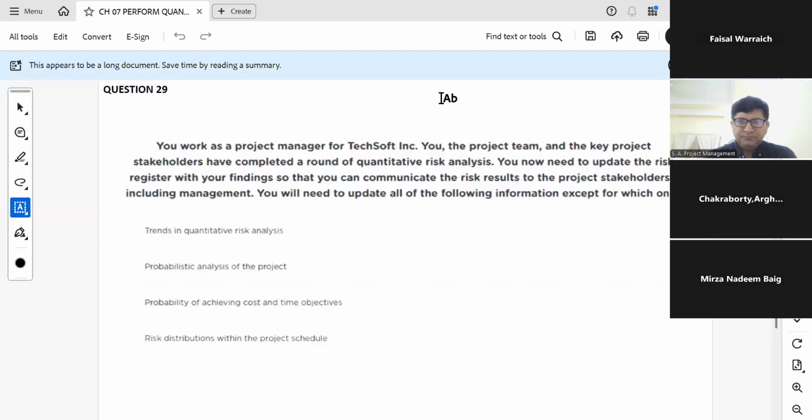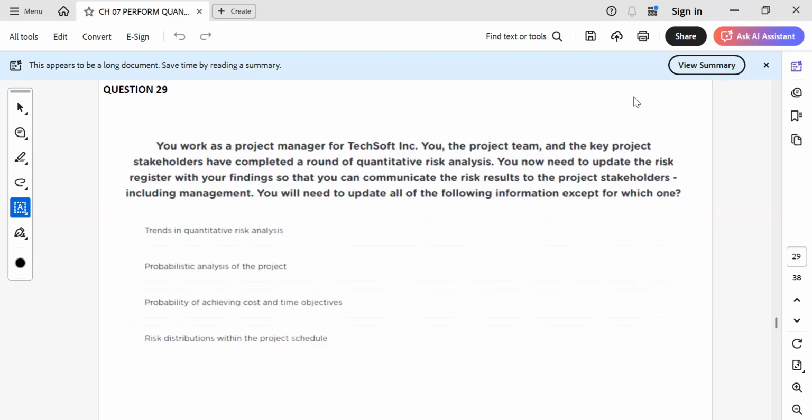I need your guidance, sir, with this question. Can it be option C, sir? Probability of achieving cost and time objectives. A round of quantitative analysis, you need to update the risk register with findings so that you can communicate this to stakeholders, including management. Except for which one? Trends in quantitative risk analysis, we will write it.